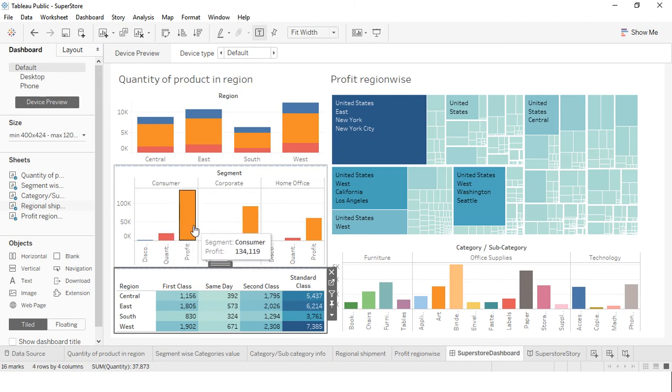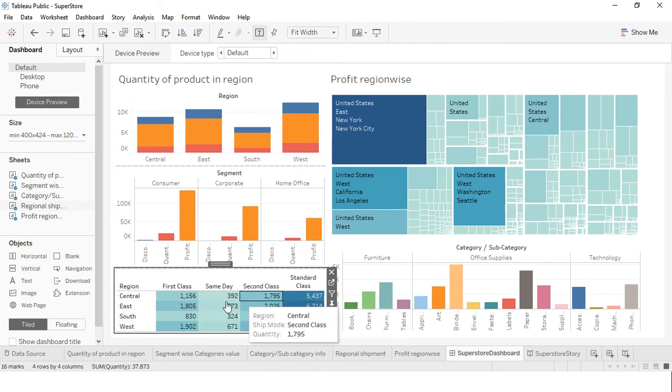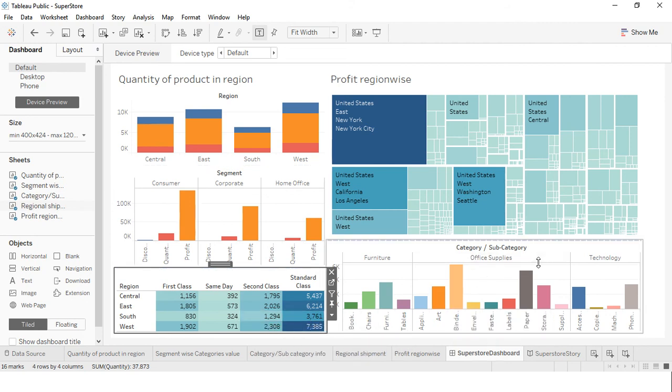Based on that, we can see which segment gives us more profit. In the consumer part, we are getting more profit, comparatively less in the corporate, and lesser in the home offices. Another way we can see it is region wise and by ship class, which also affects the profit. The standard class has more profit than other classes.